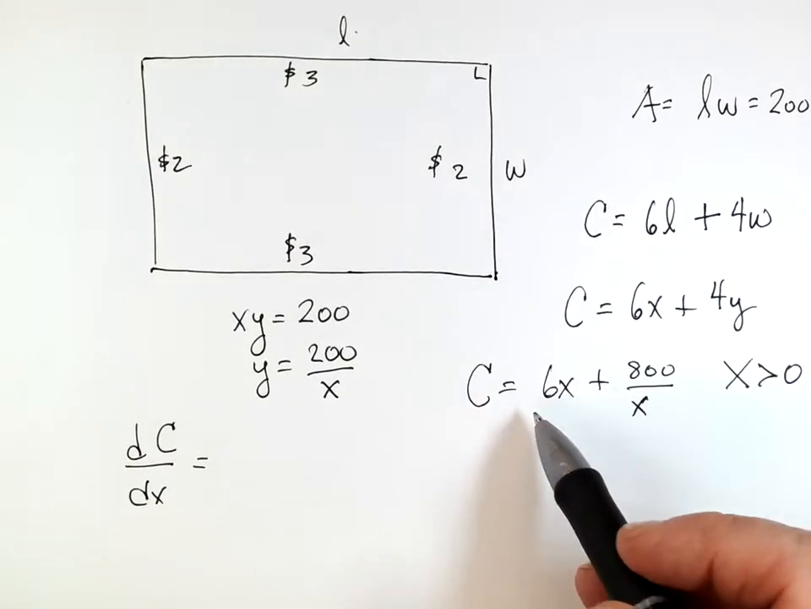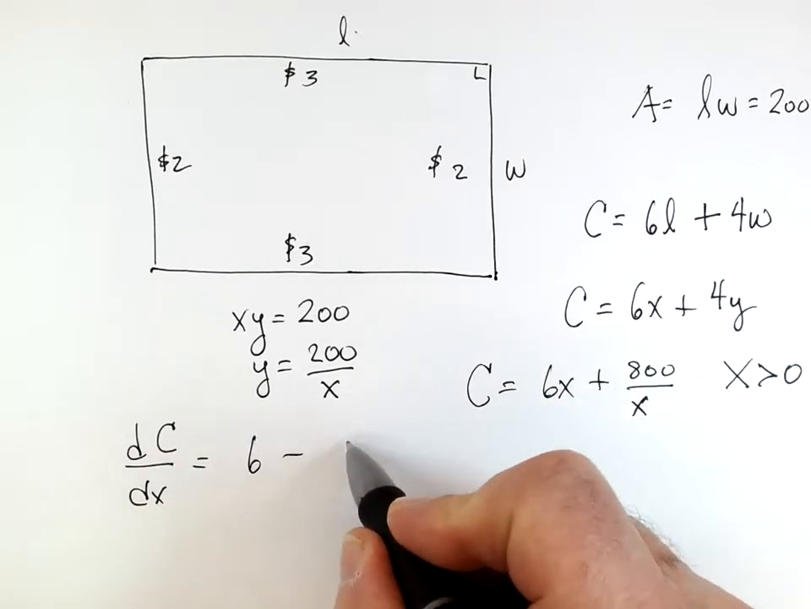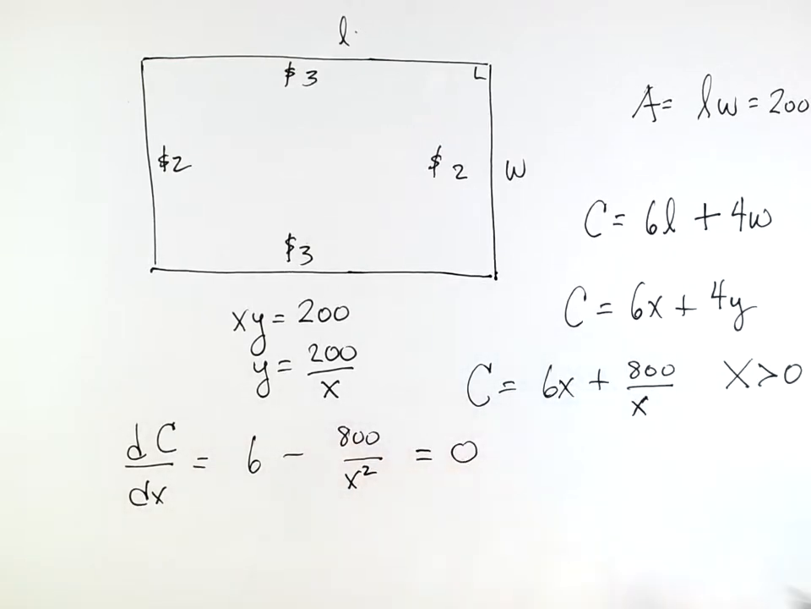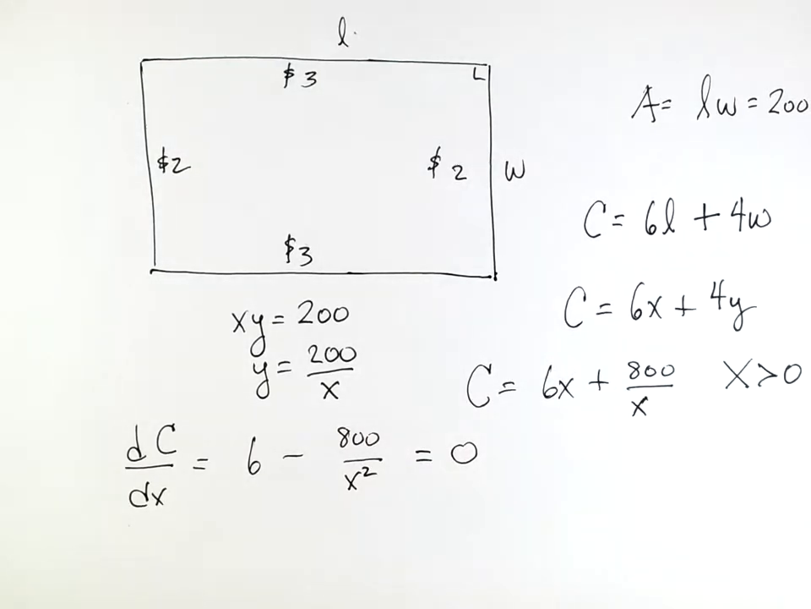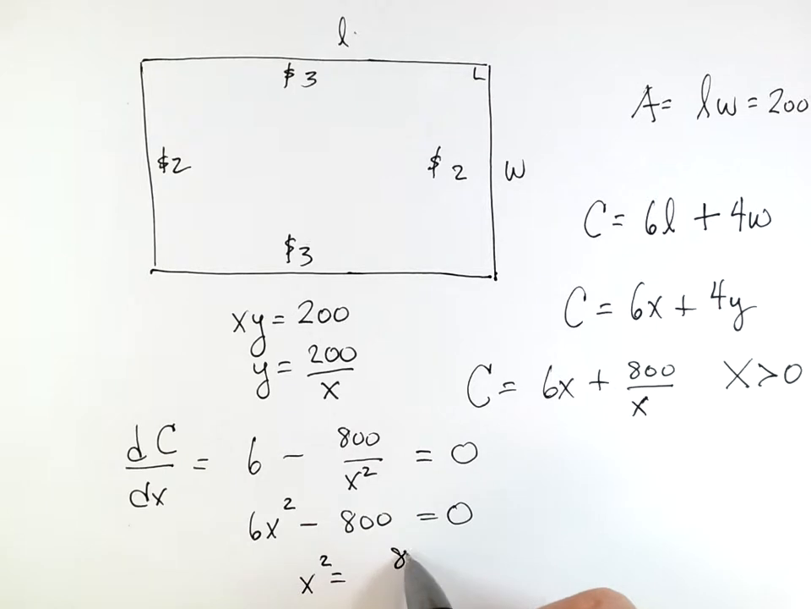All right, let's take the derivative, dC/dx. The derivative of 6x is 6. The derivative of 800 over x is minus 800 over x squared. And we want to set that equal to 0. Multiply both sides by x squared. Let's solve for x. Let's add 800 and divide by 6. That will give us 400 thirds. X squared is 400 thirds, therefore x is the square root of 400 thirds.